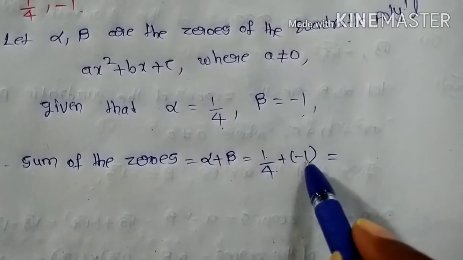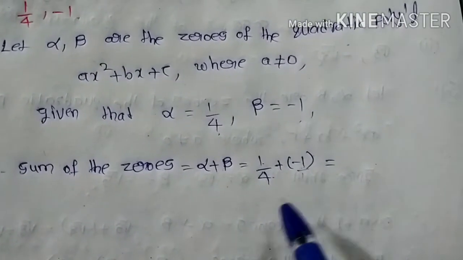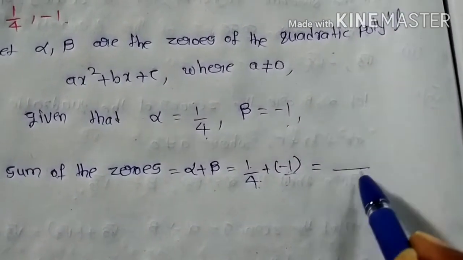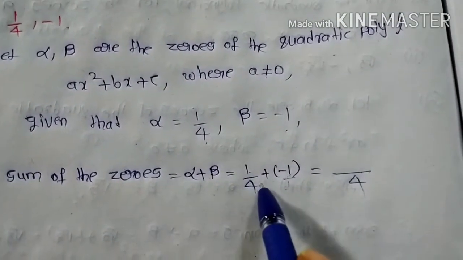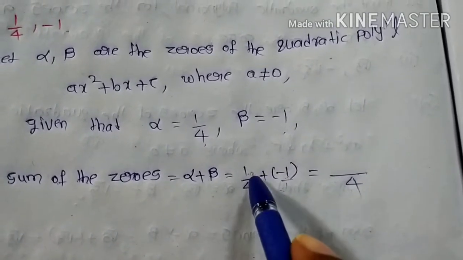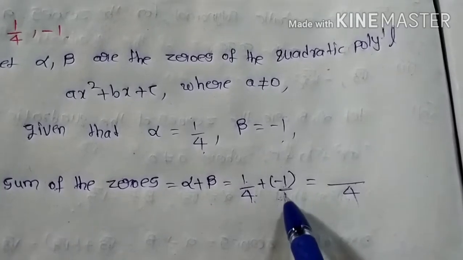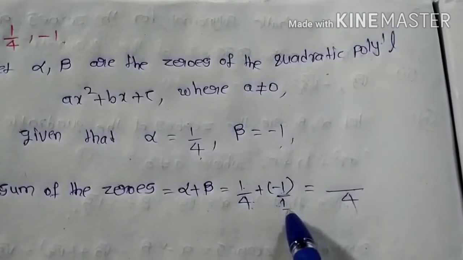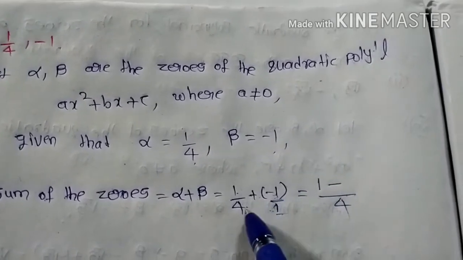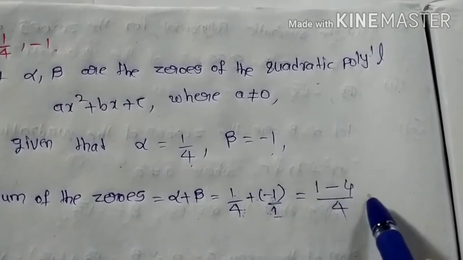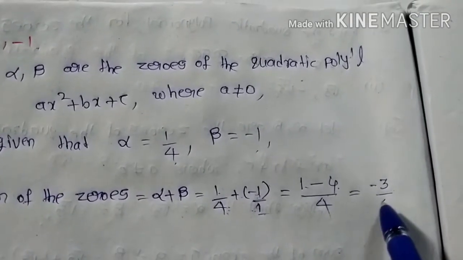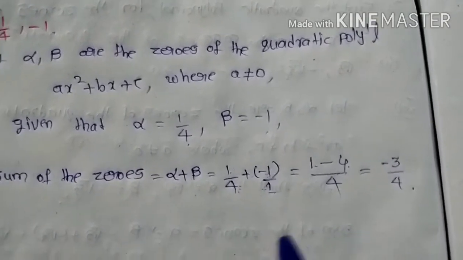Minus 1 can be represented as minus 1 by 1, right? Yes. What is the LCM of 4 and 1? 4 only. Yes, you can write here, or you can just cross multiply if you are not doing LCM. 1 into 1, 1 only, plus, into minus, minus 1 into 4, 4 only. That means you can write here 1 minus 4, which is minus 3 by 4.